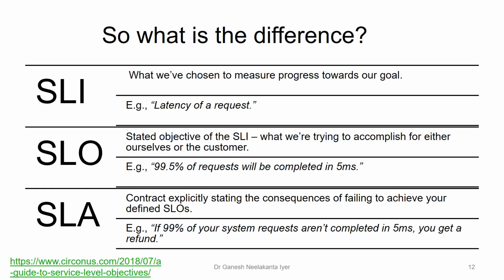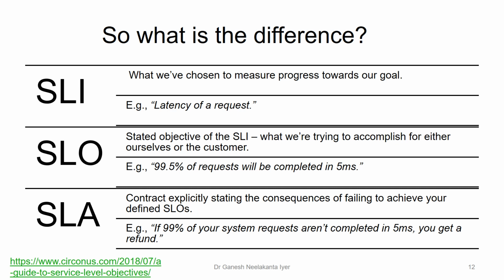So again, what is the difference? For SLI, we have chosen to measure progress towards our goal: for example, the latency of a request. How much latency did you see? That is essentially the SLI. What about SLO? The objective of the SLI, stated as what we are trying to accomplish for ourselves or for our customer. Say we are trying to accomplish 99.5% of requests to be completed in 5 milliseconds.